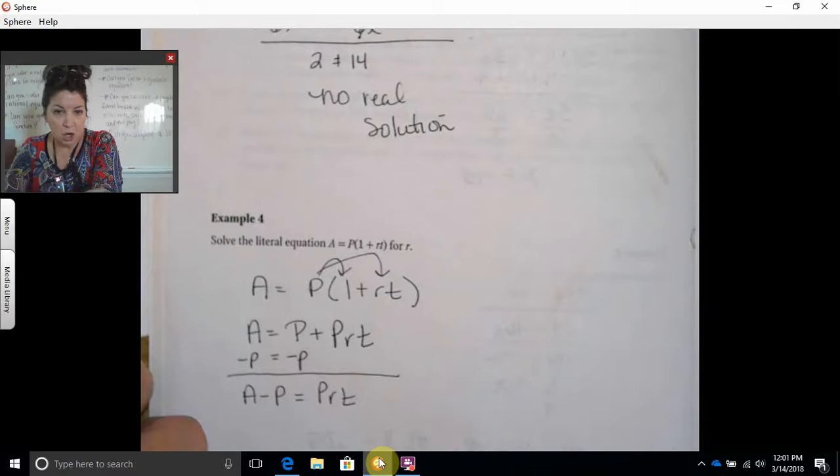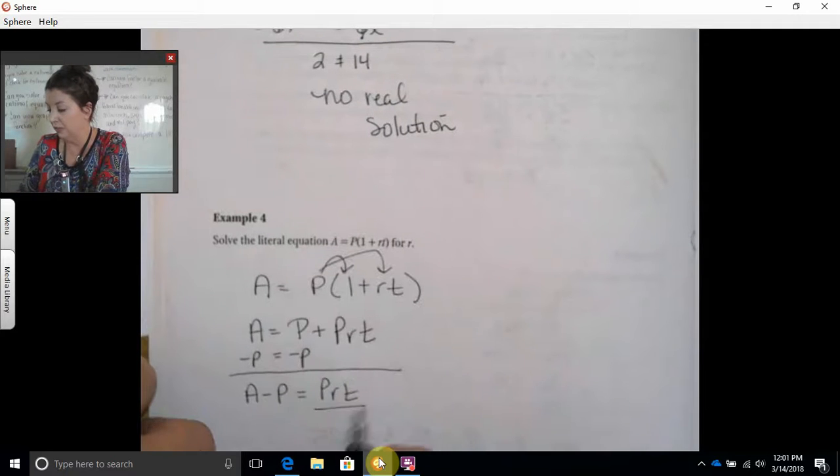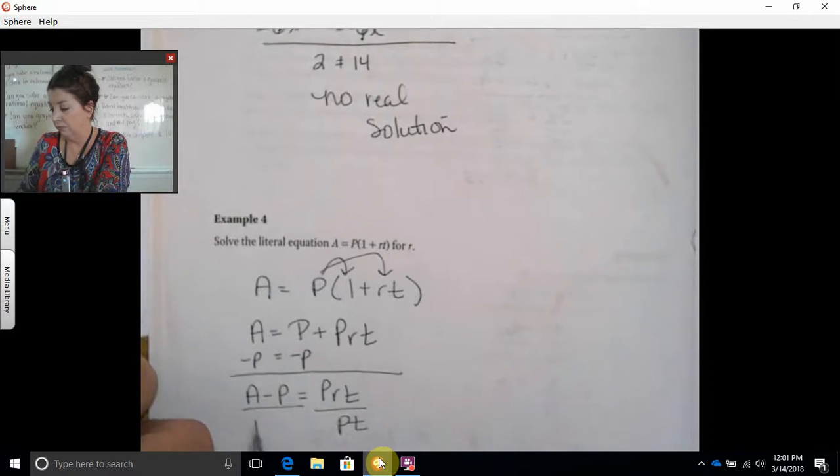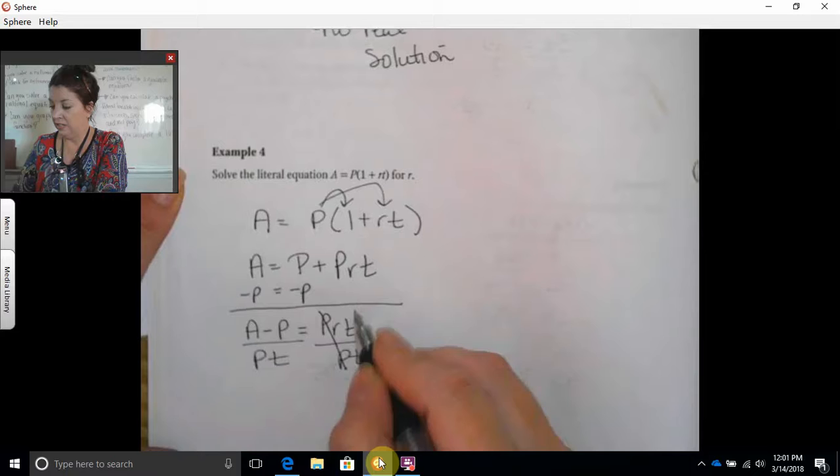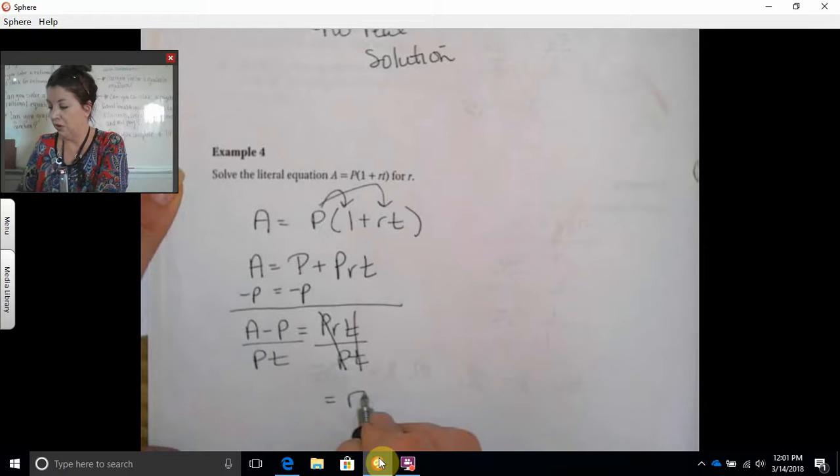And I am trying to get R by itself. That PRT means P times R times T. What's it? Divide by what? PT. And I can do that because it's all being multiplied together. So because P divided by P is 1, T divided by T is 1. So that will just leave me with R.